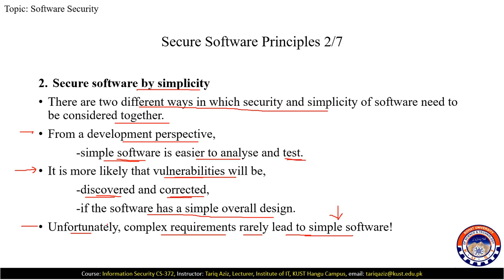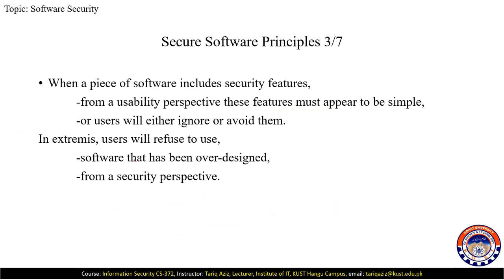Okay, now dear students, here it says that when a piece of software includes security features, then from a usability point of view, these features must appear to be simple. Why? Otherwise the user will either ignore or avoid them. Or we can say at maximum, the user will refuse to use software that has been over-designed from a security perspective. So let me summarize this point.